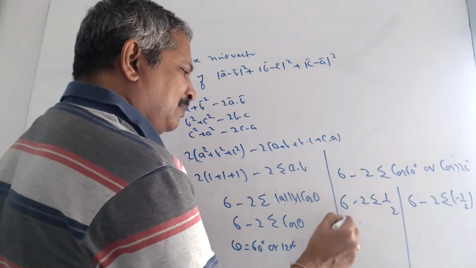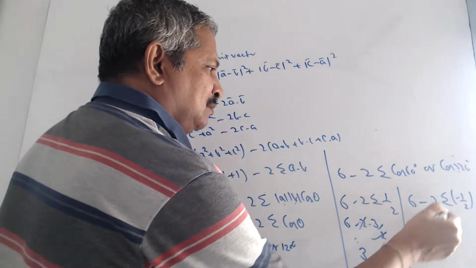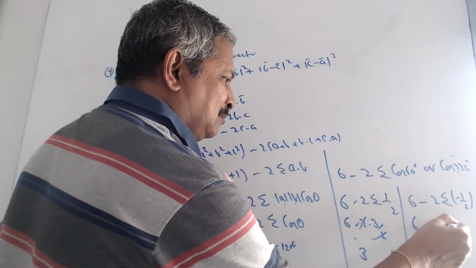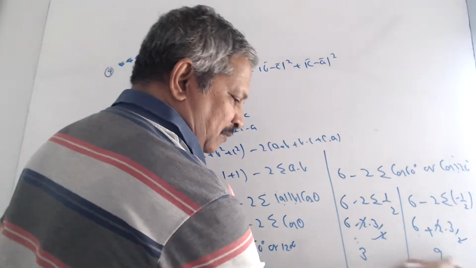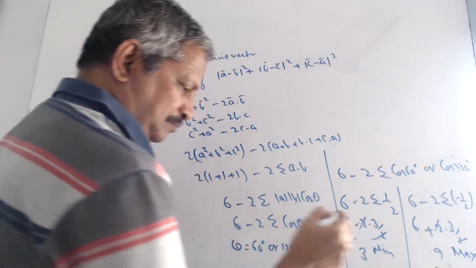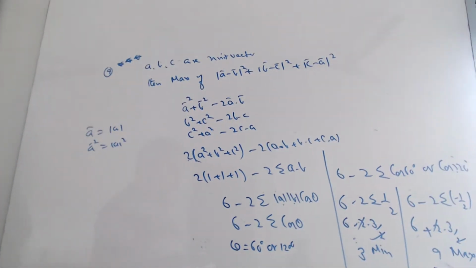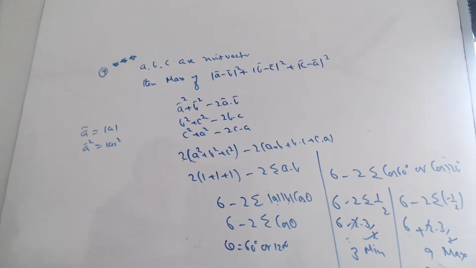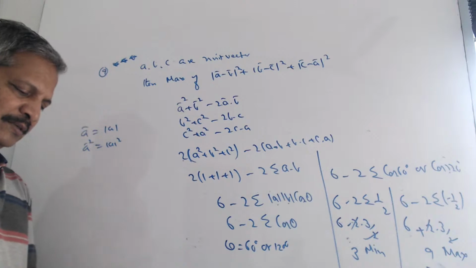So sigma means I think 3 by 2. 6 minus 3, 3. Minus into minus plus 2 into 3 by 2, 9. So this is maximum, this is minimum. One is maximum, the other is minimum. So this is one of the important problems you have to remember.